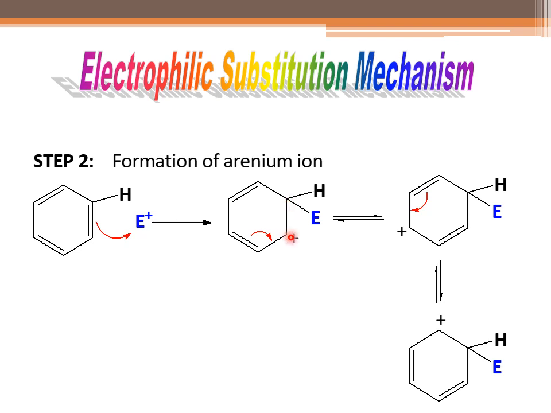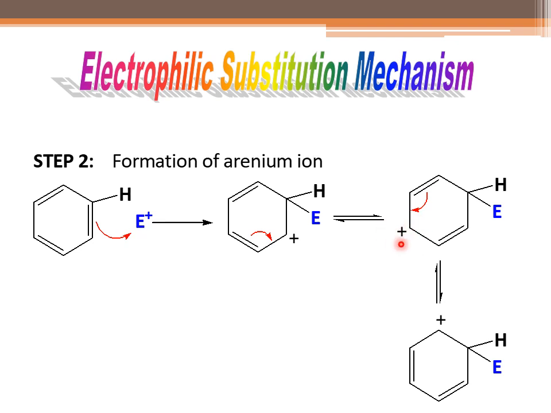Now we are going to have a resonance structure for this form of arenium ion, because since this carbon is positive, the pi electrons here is going to move to the electropositive part of the carbon. So now we're going to have this double bond here, and this carbon would have the positive charge.